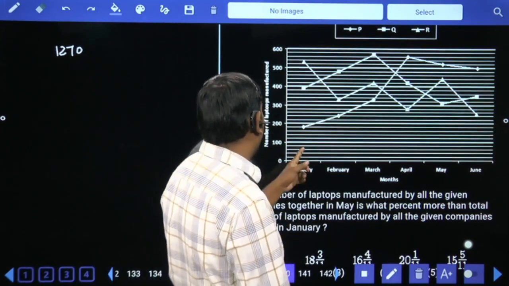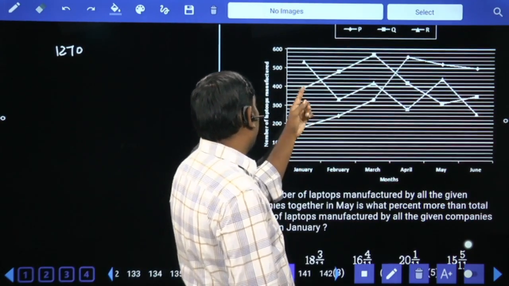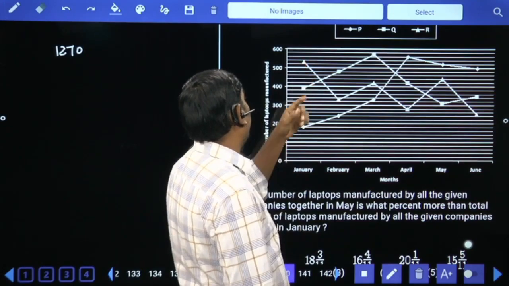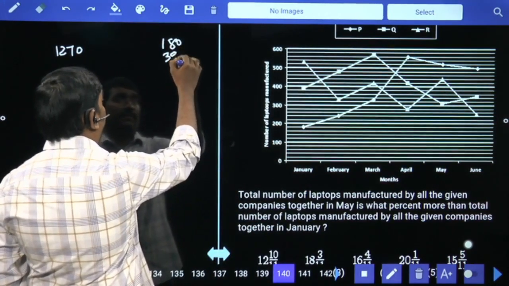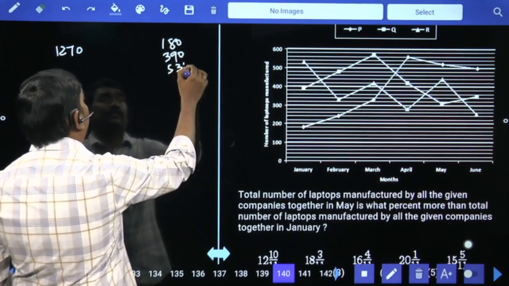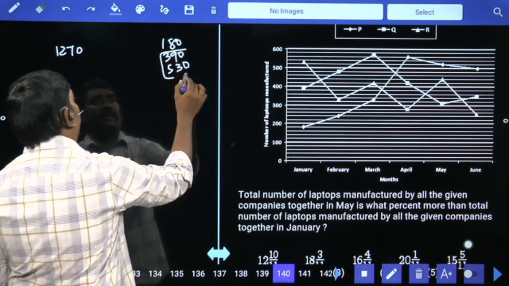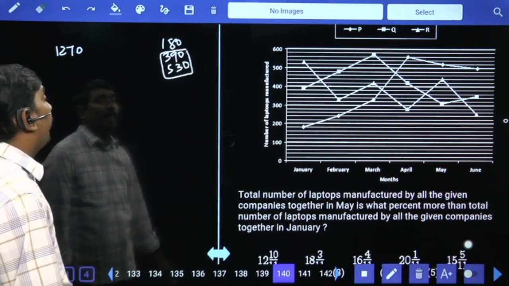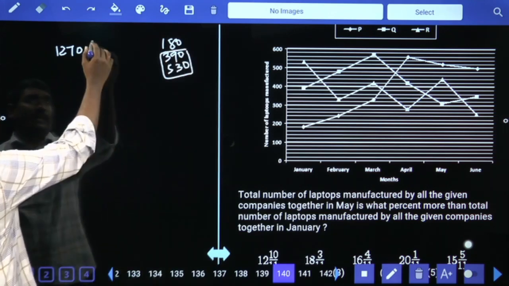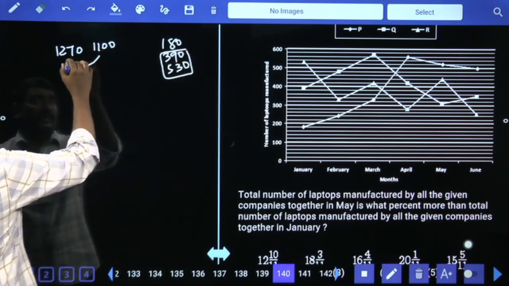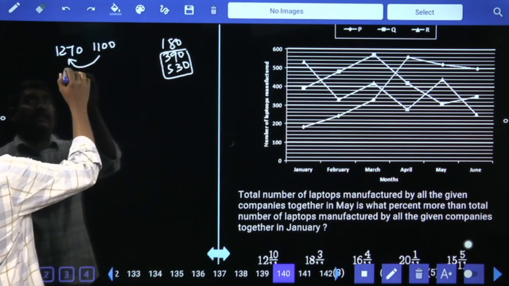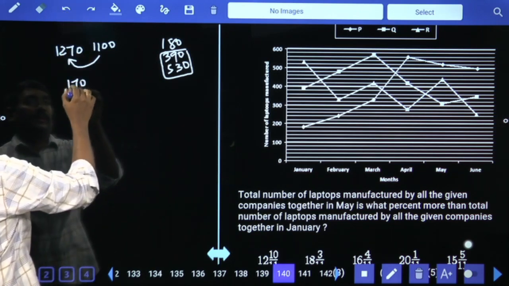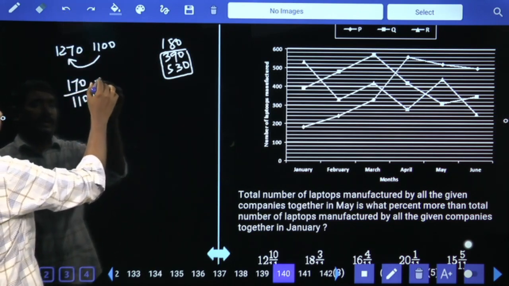together in January? 180 plus 390 plus 530. 390 plus 530 is 920, 920 plus 180 is 1100. Percentage more means difference by less value.